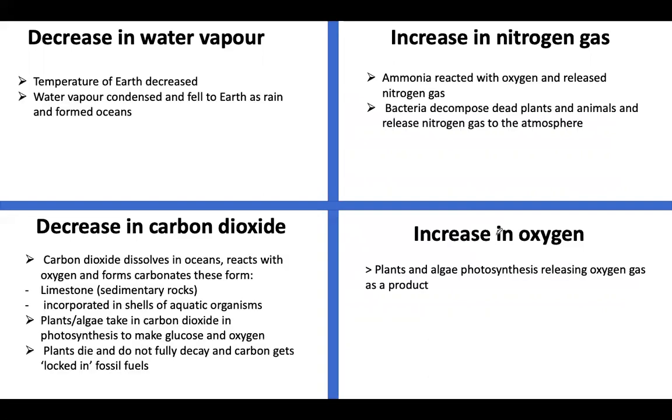Okay, here's the answers here. So water vapor, it decreased because the earth cooled and the water vapor condensed and fell to earth as rain to form the oceans. Nitrogen gas increased when ammonia reacted with oxygen, and when bacteria decomposed dead plants and animals, releasing nitrogen. Oxygen increased after plants and algae evolved and did photosynthesis, and carbon dioxide decreased when it dissolved in the ocean, formed carbonates, and got locked in.